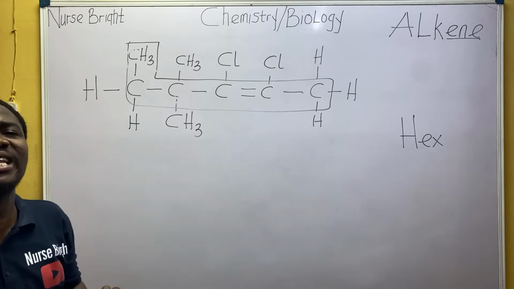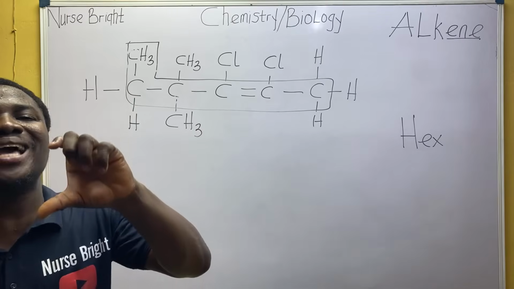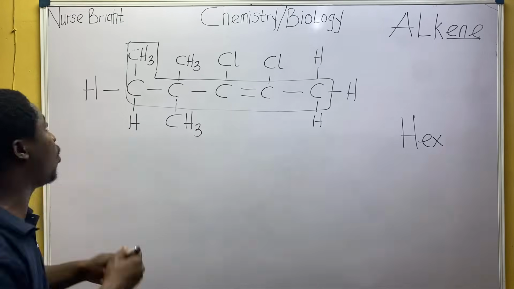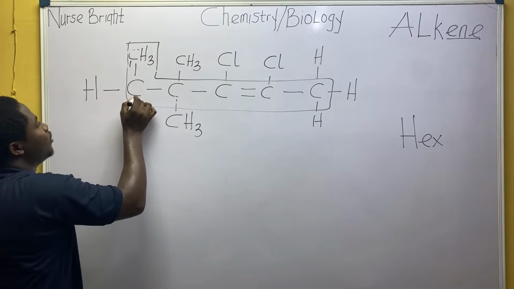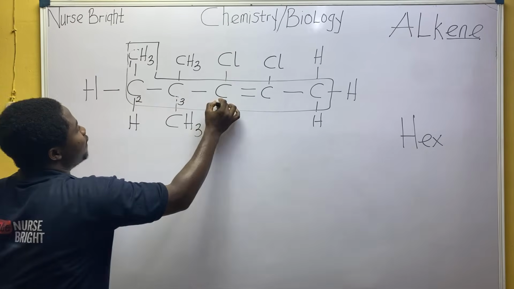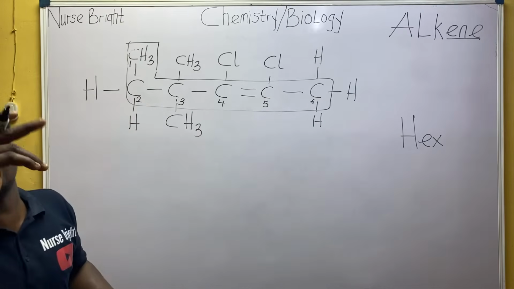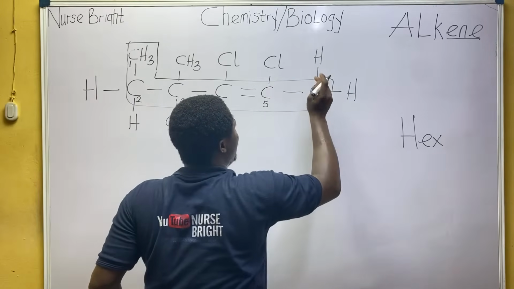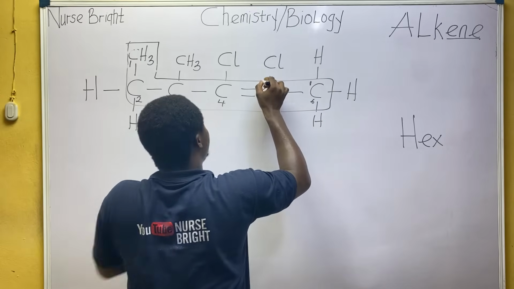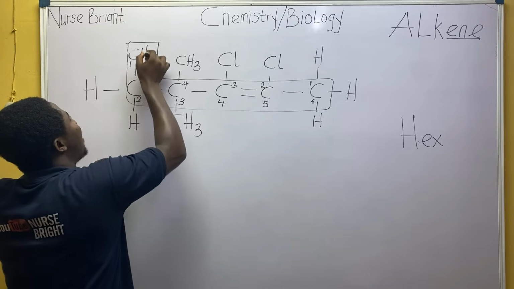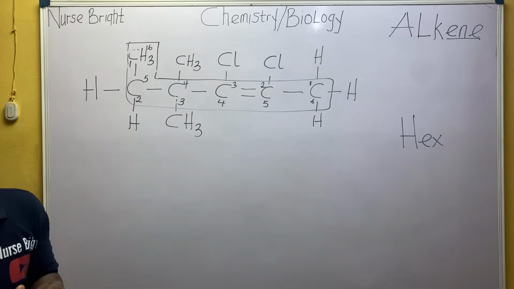So next step, after identifying the longest continuous carbon chain, you basically number the chain. You number forward and also backward. So let's number first. 1, 2, 3, 4, 5, and 6. I've numbered forward. Let us number backward. That's the rule. Alright, so here is 1, here is what? 2, here is 3, here is 4, here is 5, and here is 6. You can see what we have done.